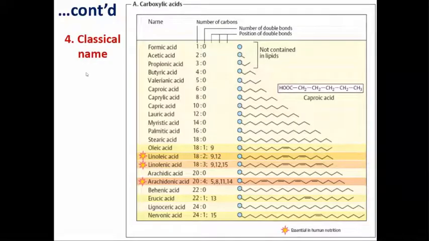And this is a classification. Linoleic acid and alpha linolenic acid are essential fatty acids, whereas arachidonic acid can be synthesized in our body, and we can say arachidonic acid is a semi-essential fatty acid. If you have enough linoleic acid in what you eat, arachidonic acid can be synthesized. If not, arachidonic acid becomes an essential fatty acid.